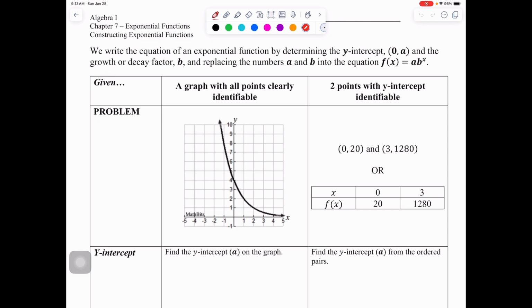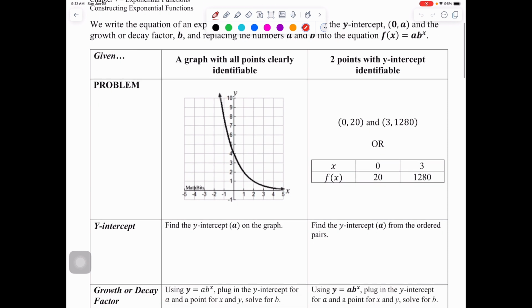So our first problem is a graph with all points clearly identifiable. So we're going to do this from a graph here. We're looking at this picture. I'm going to plot 2 points that I can very clearly see. That would be that point right there, which is (0, 4). And I'll plot this point, which is (1, 2). I can very easily find 2 points on the graph.